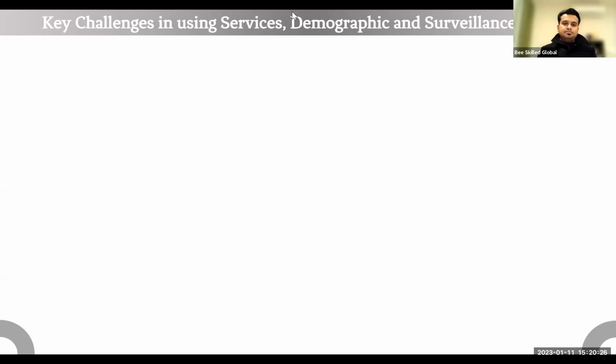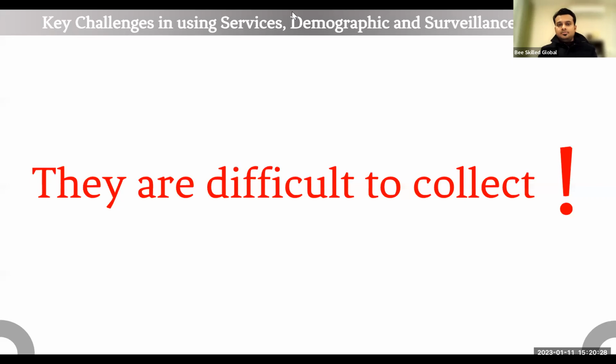Now, why do we only use consumption data? Why don't we use services data, demographic data, surveillance data? I mean, even in the poll, it's either consumption or a combination of consumption and services. We're not using surveillance data, we're not using demographic data, we're not doing any scenario building. Why are we not doing that? Because they are difficult to do and difficult to collect as well. The data is difficult to collect because you need to go beyond your health facilities or warehouses, right? That's why we don't do that effort.